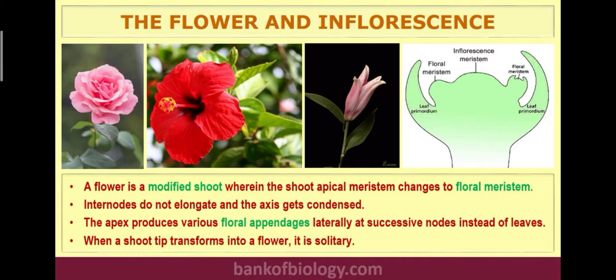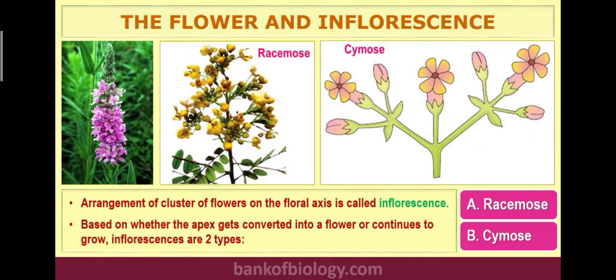When a shoot tip transforms into a flower, it is solitary. Here you can see the flower, racemose, cymose. The arrangement of a cluster of flowers on the floral axis is called inflorescence. Okay, when there is a cluster of flowers arranged on the floral axis, many flowers, then this is called inflorescence.